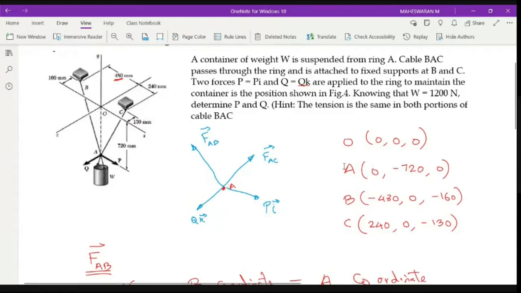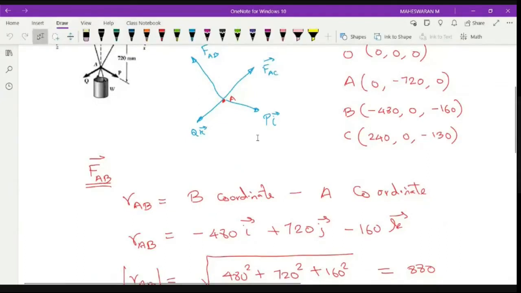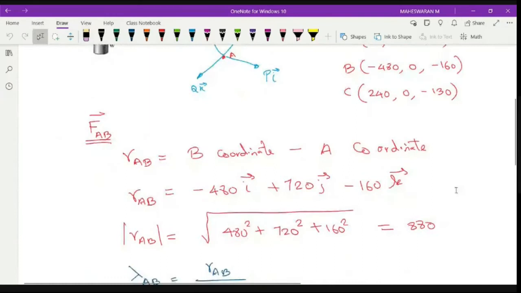After that, we identified the coordinate points. So what is your coordinate point at O? What is it for A, B, and C? Next, for each inclined force, we are resolving it, right? To resolve, you have the procedure. First, you have to identify your position vector. Next, your unit vector. Then your force vector, right? So that is the procedure we identified here.